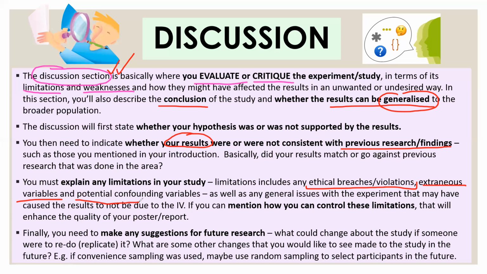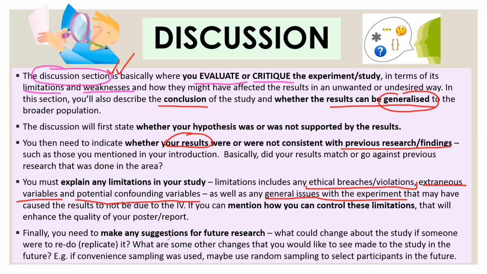Think about any other potential confounding variables that might have taken place, as well as any general issues with the experiment. Remember, you don't always have to put a clear name to every single limitation. You might think of a limitation, but you might not want to include it because you don't know what it's called. It doesn't matter, just describe it. It'll still be showing that you know how to analyze those results.